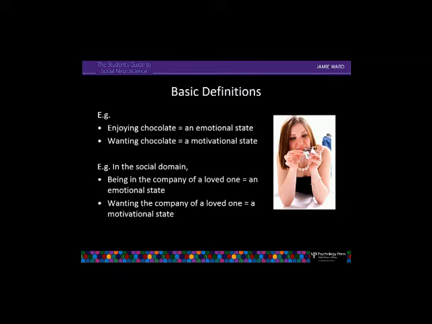And of course, you can apply the same thing not just to chocolate, but to social objects as well. So being in the company of a loved one would be an emotional state, but wanting the company of a loved one would be a motivational state. So one of the key messages from this lecture, although I talk about emotions from social and non-social evidence, is that it's pretty much the same brain mechanisms to some degree involved in these very different things. Chocolate in one case and love in the other. And there are differences, but there is a strong overlap as well.